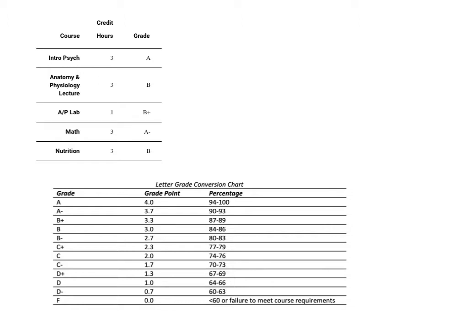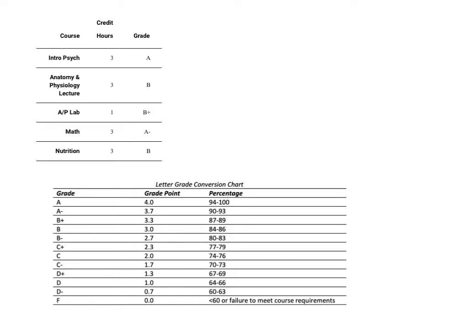someone's GPA. So we have a course schedule here from someone who took 5 classes, then intro psych, 3 credits long. They had an A&P lecture that was 3 credits. They had an A&P lab, 1 credit, and had a math and a nutrition course. Each of those were 3 credits. Now, we also see the grades for each of those courses. Every one of those grades is associated with a number value.